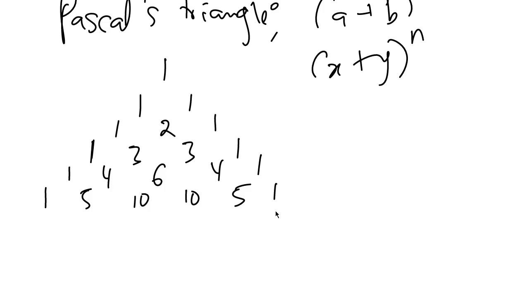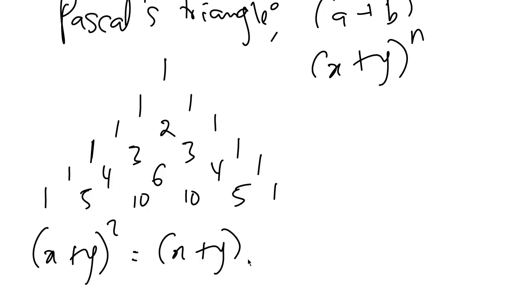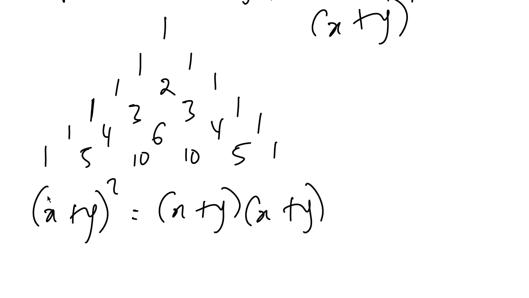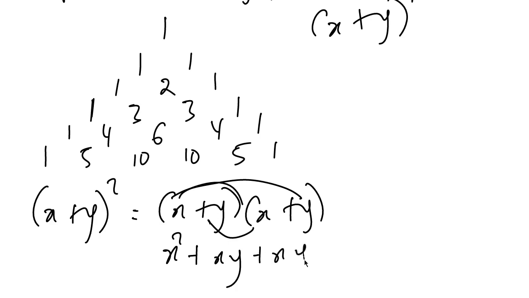For example, let's say that we have (x + y)^2. (x + y)^2 is equal to what? (x + y) into (x + y). So on multiplying it, what are you going to get? x times x is x squared, then plus y times x, that is xy, then this times this, that's another xy, and then y times y, that's y squared.